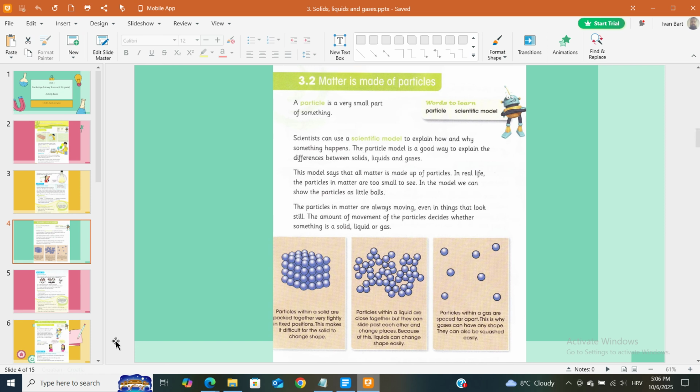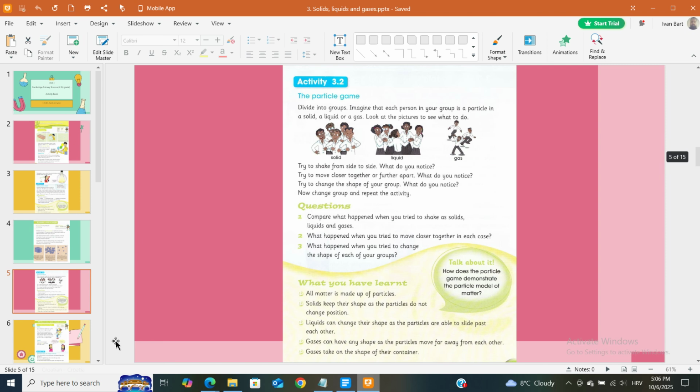Activity 3.2. The particle game. Divide into groups. Imagine that each person in your group is a particle in a solid, a liquid or a gas. Look at the pictures to see what to do. Try to shake from side to side. What do you notice? Try to move closer together or further apart. What do you notice? Try to change the shape of your group. What do you notice? Now change group and repeat the activity.